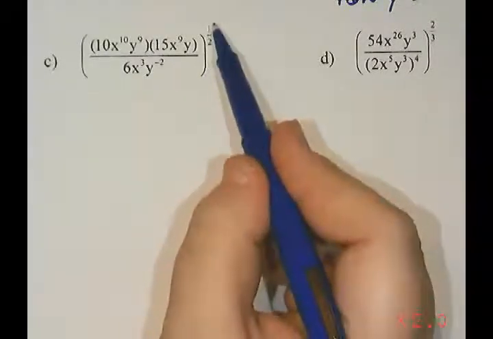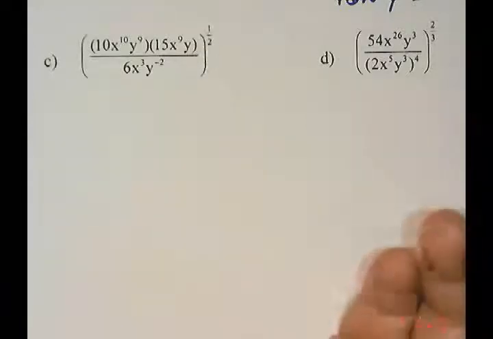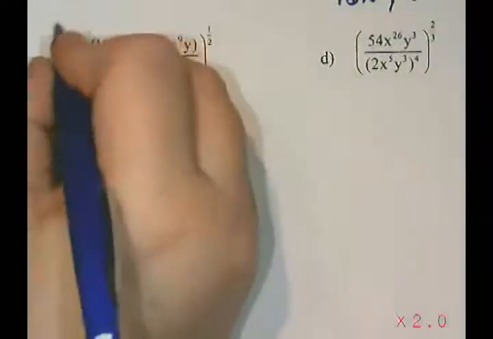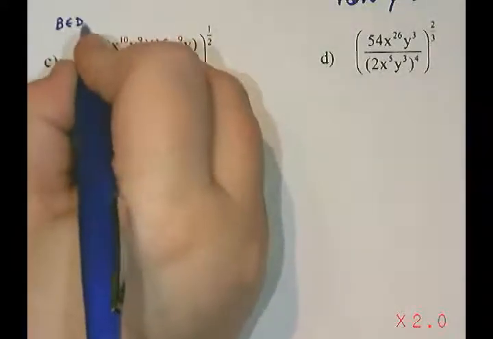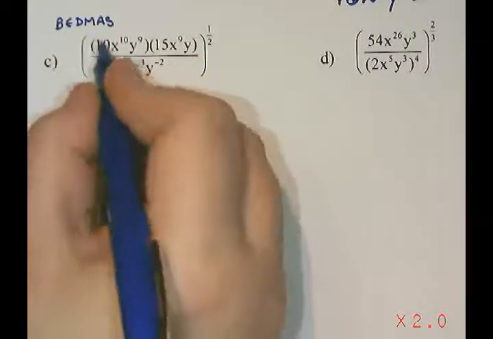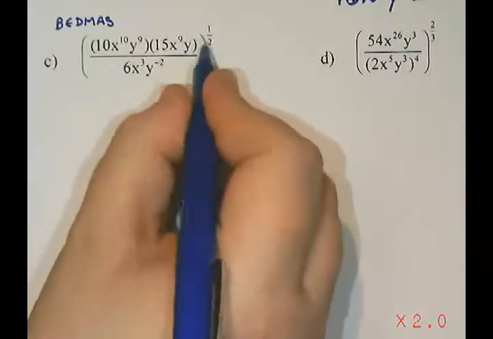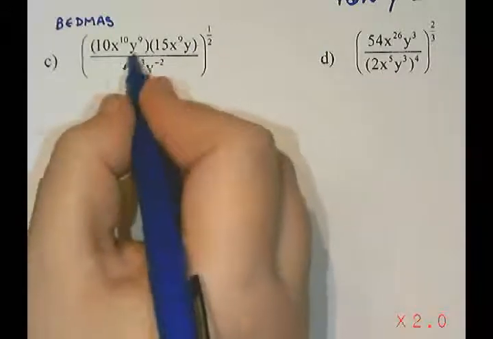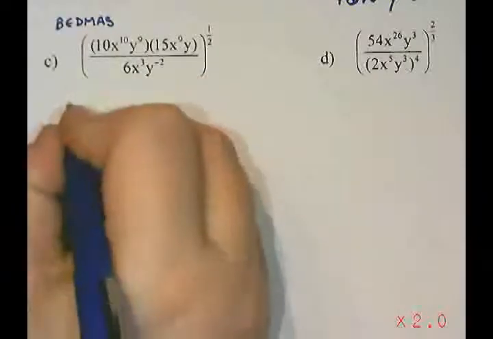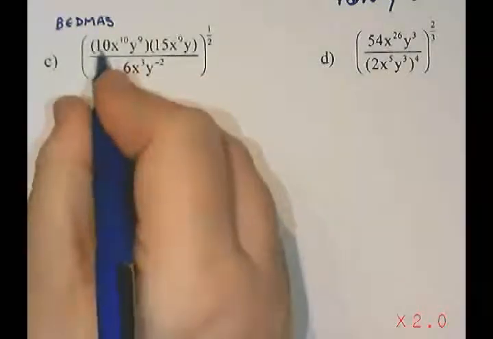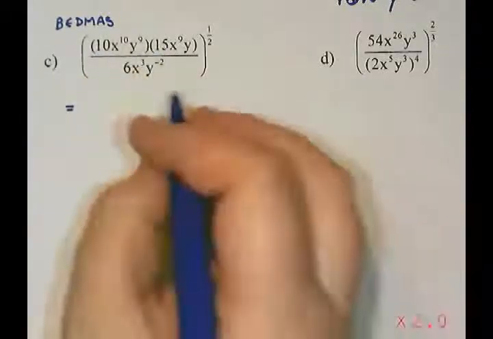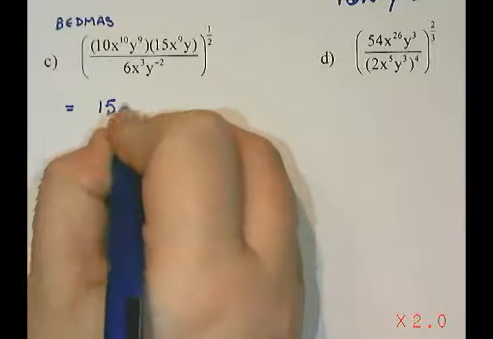So before I deal with the positive 1/2, I'm going to use my exponent laws, and the rule we follow is BEDMAS for brackets, exponents, division, multiplication, addition, and subtraction. So I start with my bracket. So I'm going to start by doing everything inside this bracket. I'm going to begin by multiplying the numerator inside the bracket. So the coefficients, 10 times 15, we just multiply those together. 10 times 15 is 150.